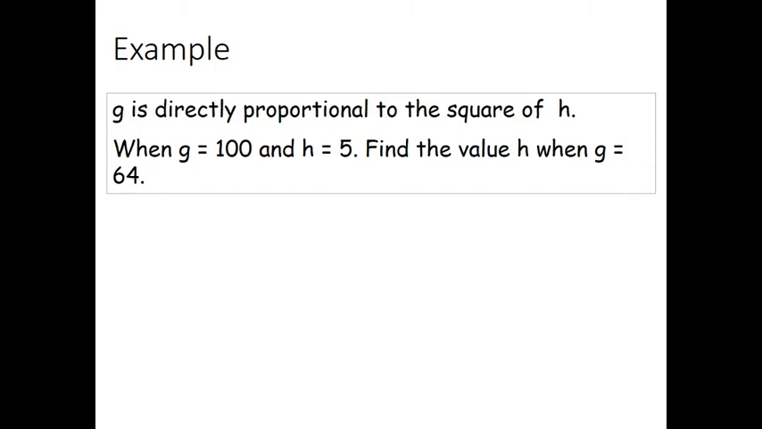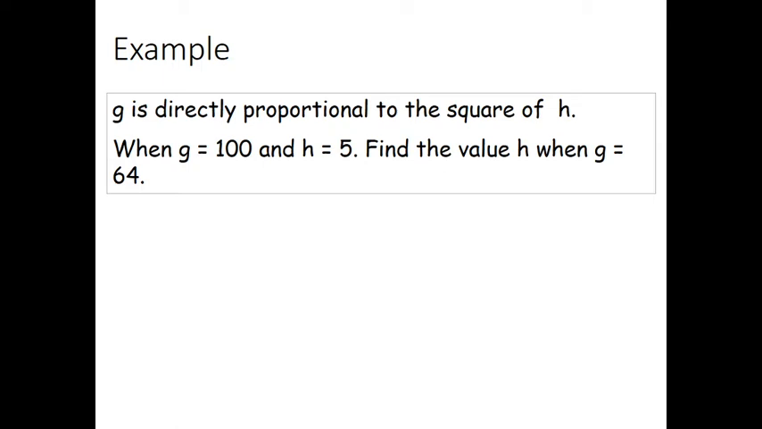This is slightly different. So G is directly proportional to the square of H. When G is 100, H is 5. Find the value of H when G is 64. So we're still going to be using Y equals K multiplied by X, except this time it says square.